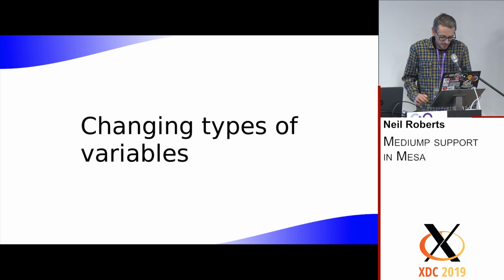So I said that in the lowering pass, we don't want to change the types of variables, but in some cases, we actually do want to do that.